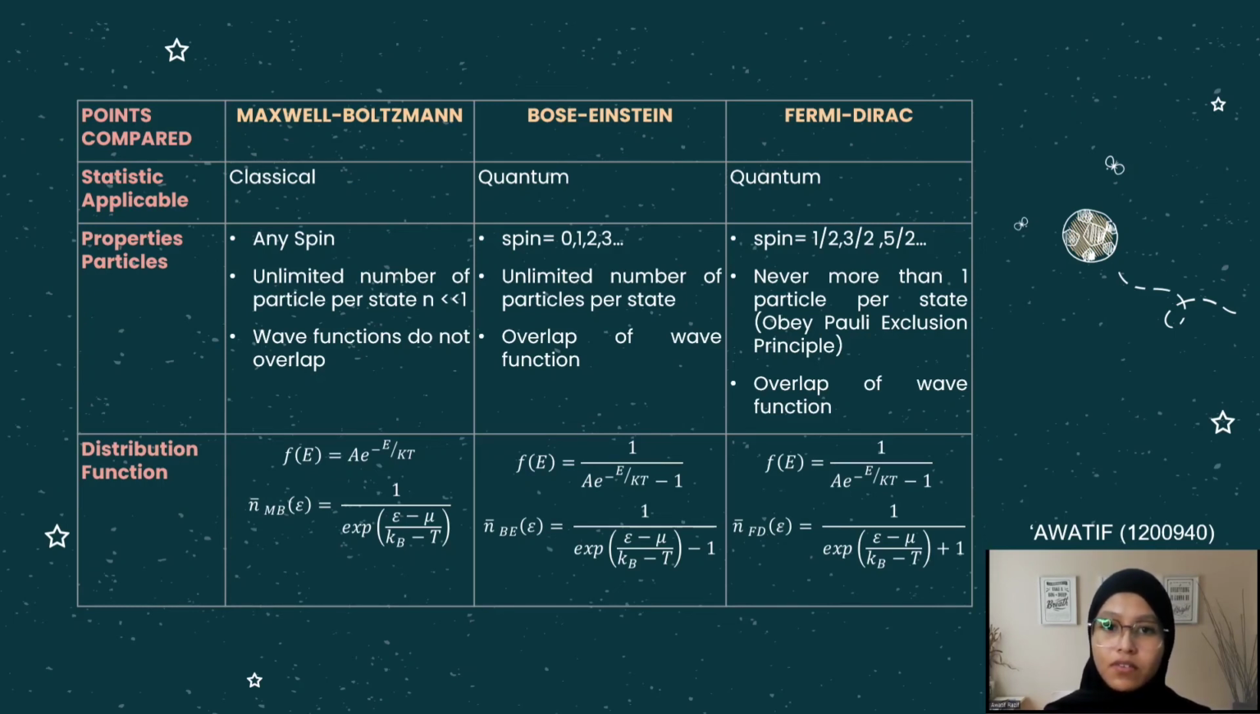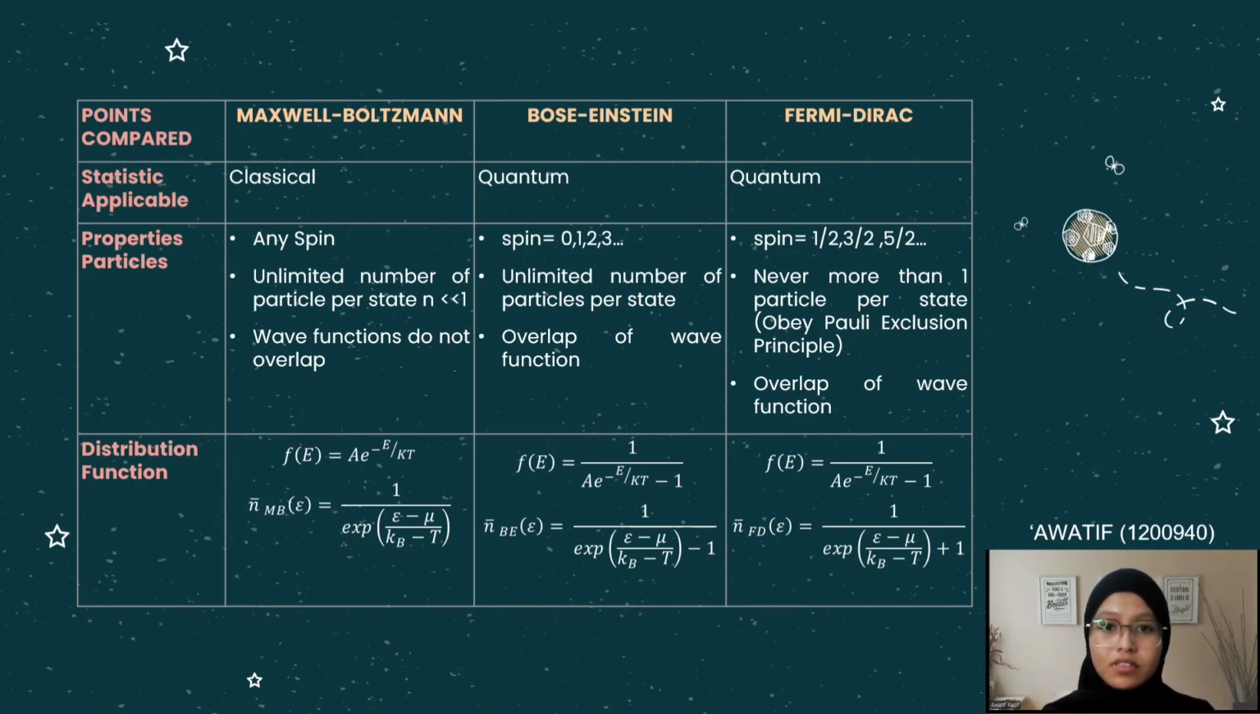Then, Fermi-Dirac is similar to Bose-Einstein as it also applies to quantum particles, but with the property that only one particle can occupy any particular level. These particles obey the Pauli exclusion principle. It turns out these are the particles with half-integral spin, like 1/2, 3/2, and 5/2. Same as Bose-Einstein, they have overlapping wave functions.